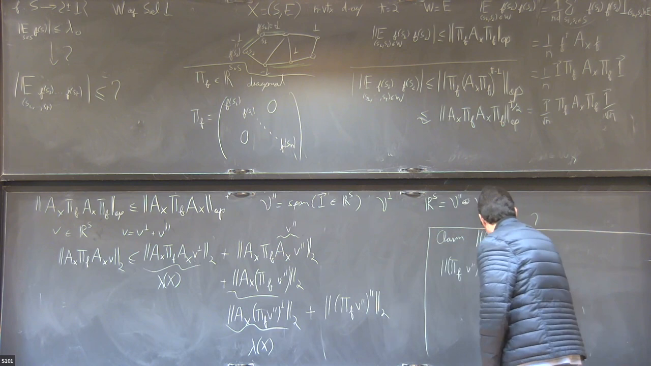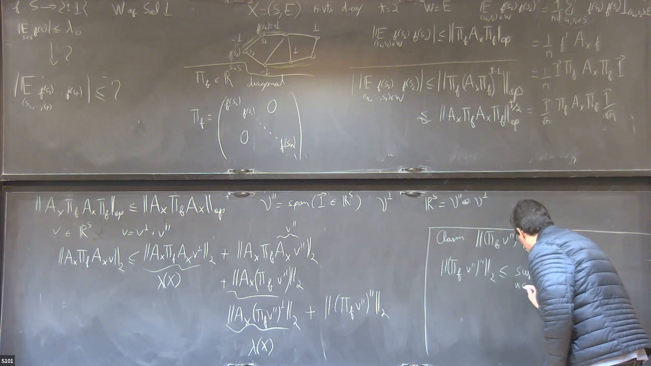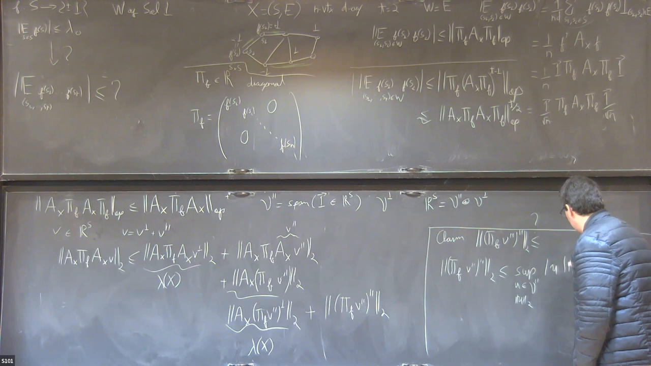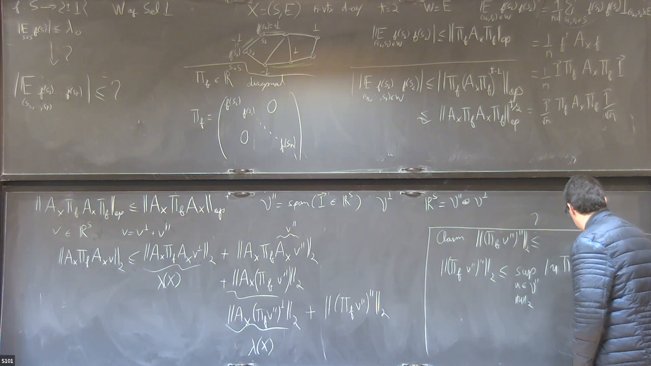This is going to be the soup of some W belonging to the V of unit norm, of this U by F. So you're going to have some sort of sandwiching like this, right?